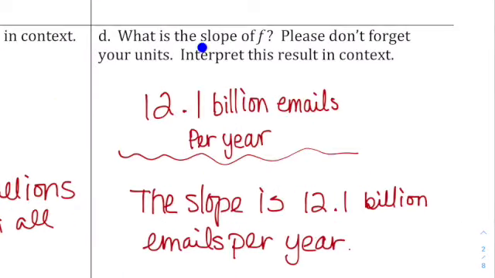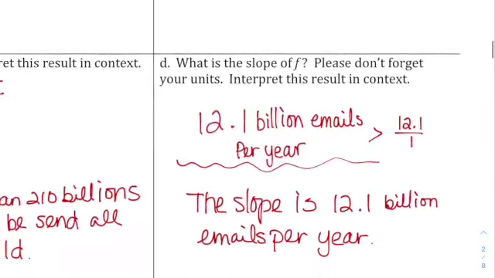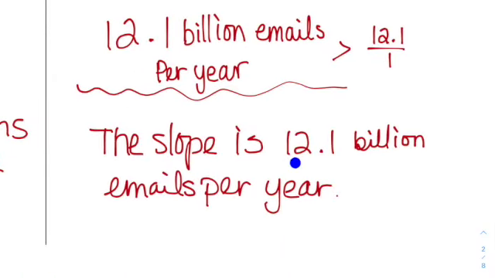Letter D. What is the slope of f? Please don't forget your unit. Interpret these results in the context. 12.1 billion emails per year, and that's why they have 12.1 over 1. So the next one, the slope is 12.1 billion emails per year.